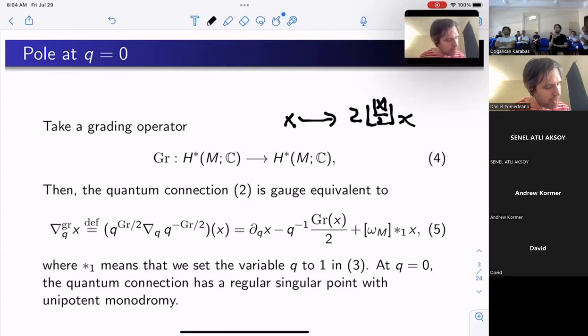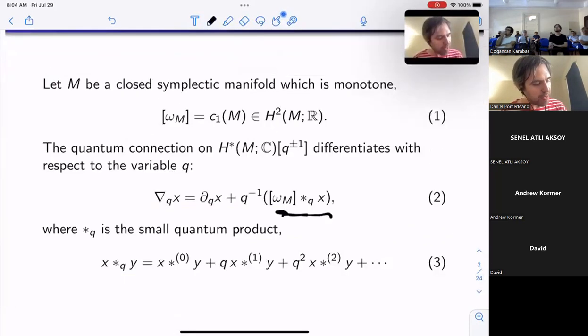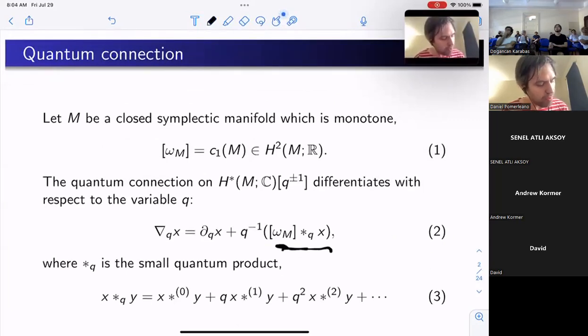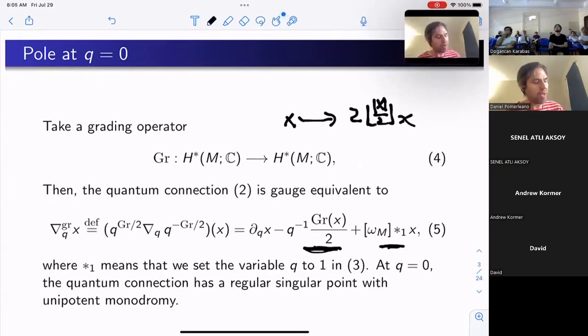And what's nice about this form is that indeed you can see that you have a pole. This term gives you a pole, and then this term here no longer depends on Q. So what this multiplication, when I put the *1 here, means is to do the usual quantum product and then set all of the Q parameters equal to 1. And that's valid because of the polynomiality of this quantum product. So at Q equals 0, you have a simple pole, and its monodromy and everything is really easy to understand because the pole term is incredibly simple. It's just this grading operator, basically.